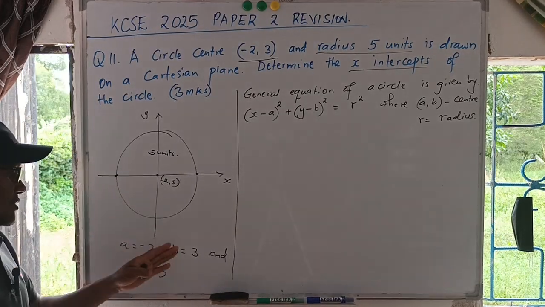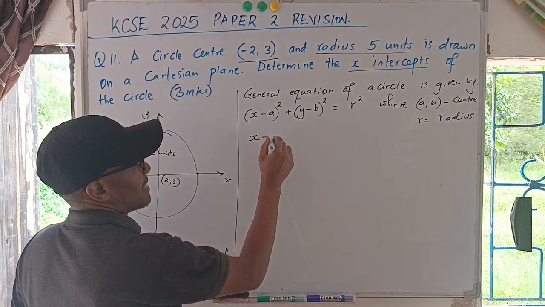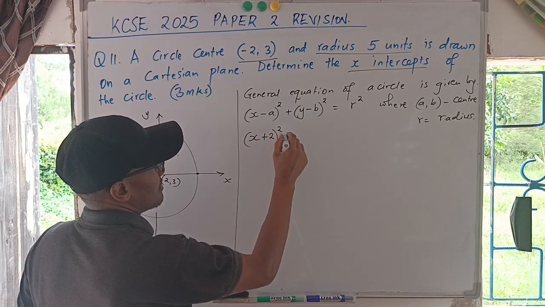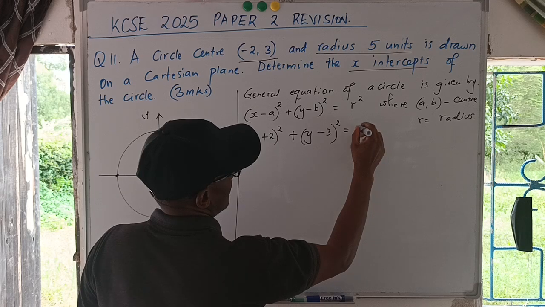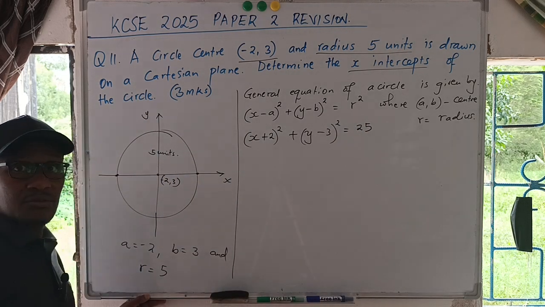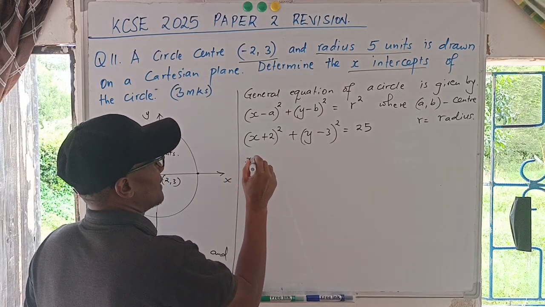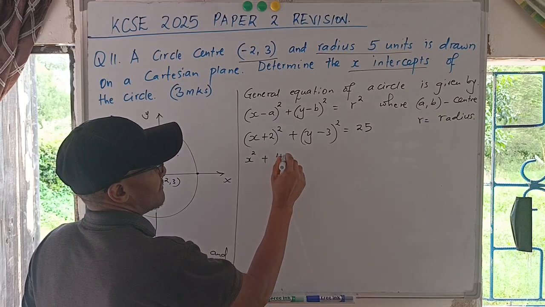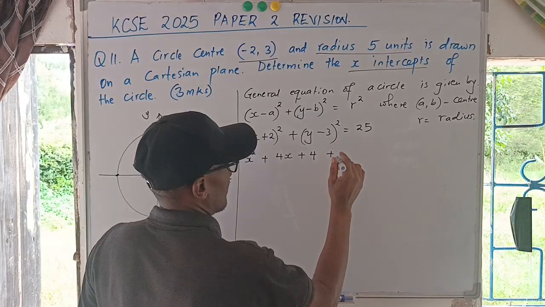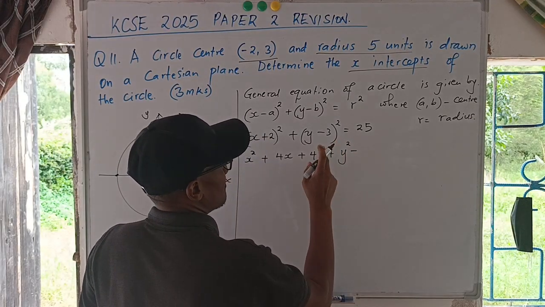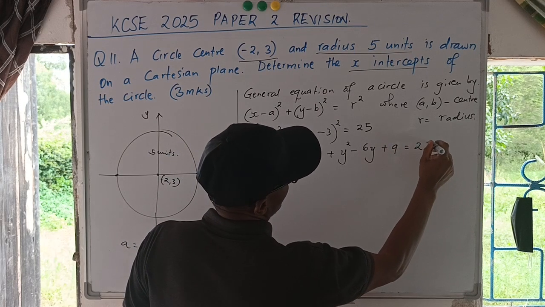Therefore, substituting these values a, b, and r in our general equation, we shall have x minus -2, we get x plus 2, then y minus b, which is 3, that squared gives us 25. 5 squared is equal to 25. Expand this part and that part and simplify. We get x squared plus 4x plus 4. This part expands to y squared minus 6y plus 9 equals 25.